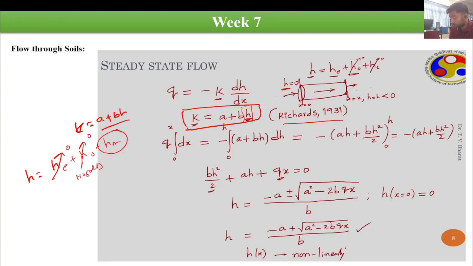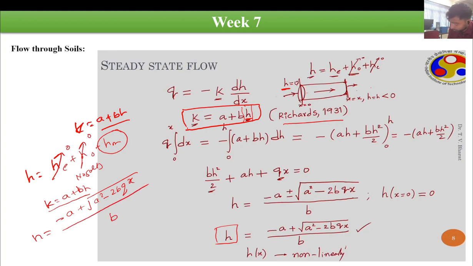If we derive it further, we will observe that in the expression for K we have taken A plus BH, which was linear. This hydraulic conductivity function was varying linearly with H. But at the end, when we observe the function of the change in head, it will be equal to minus A plus under root of A square minus twice BQ into X upon B. So this function of H is not linear. It is varying non-linearly with X.